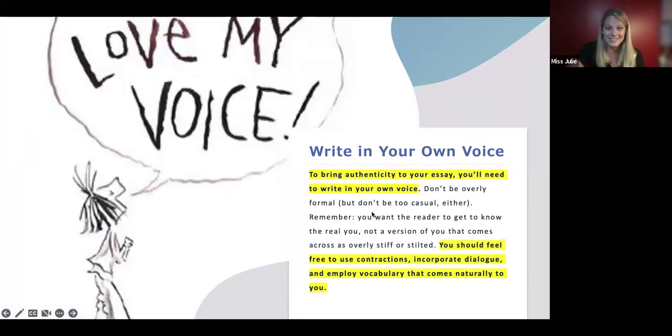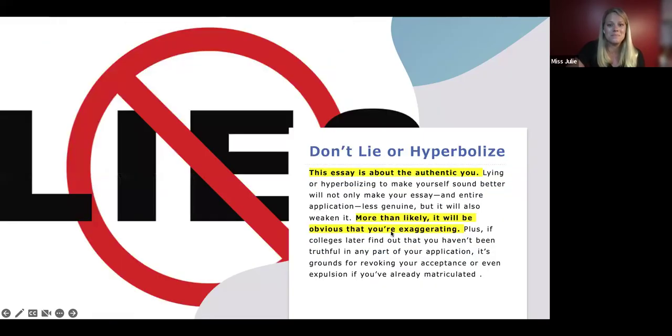Write in your own voice. To bring authenticity to your essay, you'll need to write in your own voice. You should feel free to use contractions, incorporate dialogue, employ vocabulary that comes naturally to you. Don't lie or hyperbolize, right? The essay is authentically about you.